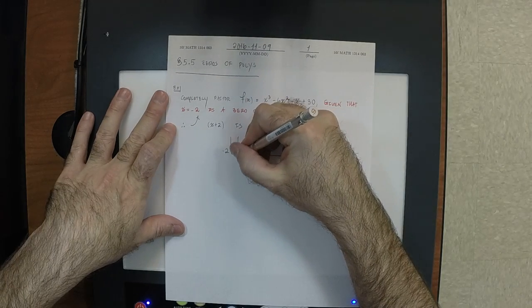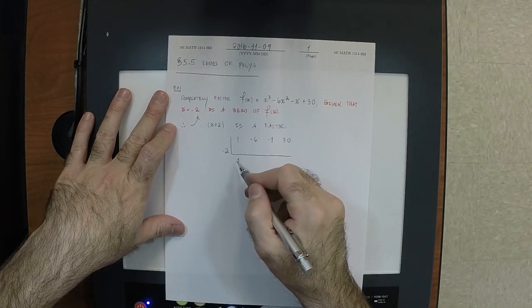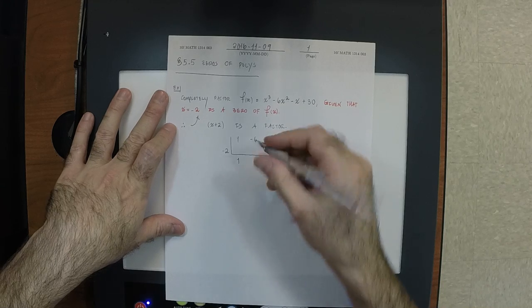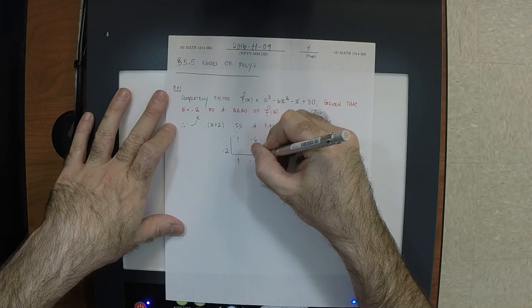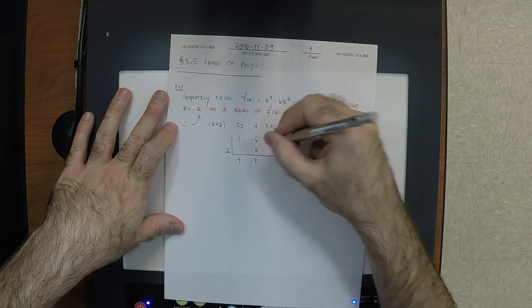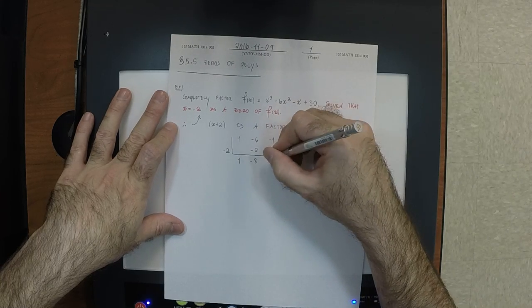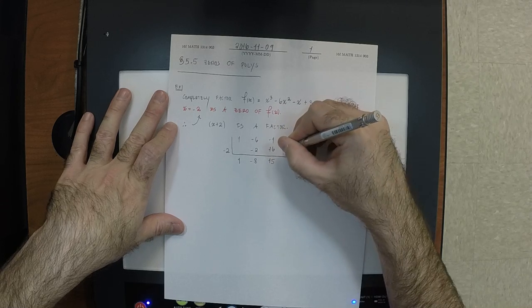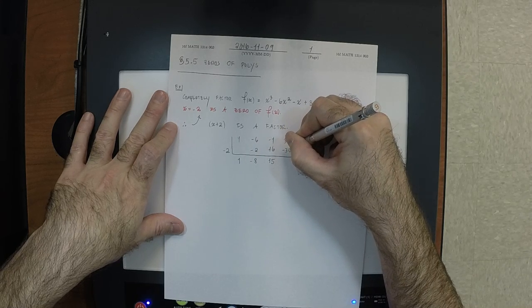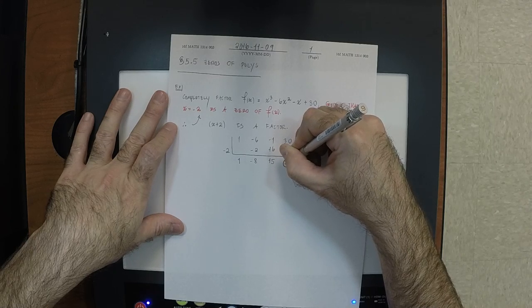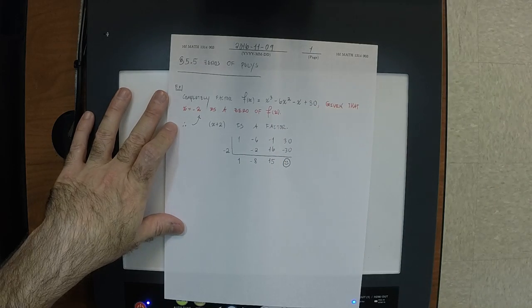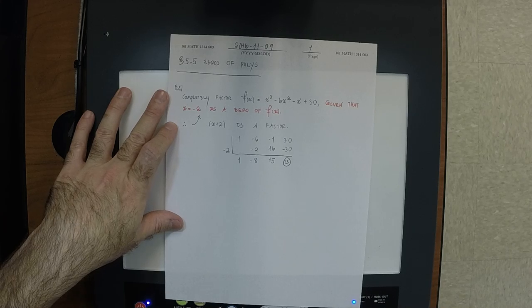So this one is carried down. Now that it's carried down, you alternate multiplies and adds. So multiply, add. Multiply, add. Multiply, add. And we're so happy about getting that zero, because that means that we did it right. So I'll make it a happy face.